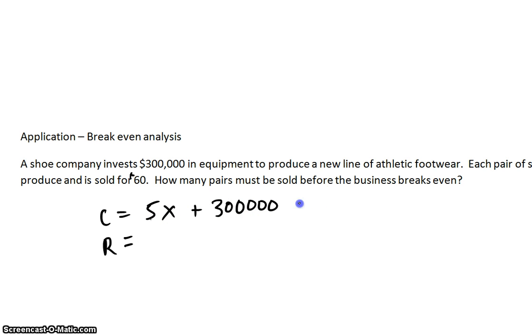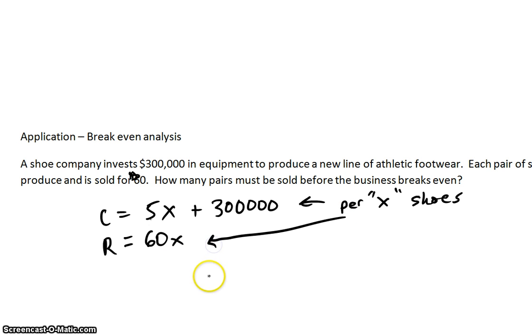So this is what it costs for x shoes. That's a model for any number of x shoes. It's going to cost this much money. The revenue you get is for selling the shoes at a higher price to the customers. You sell them for $60 per shoe sold. So the question is, how do you break even? Well, you break even when your cost and your revenue are equal. So that's when these two things are equal to each other.